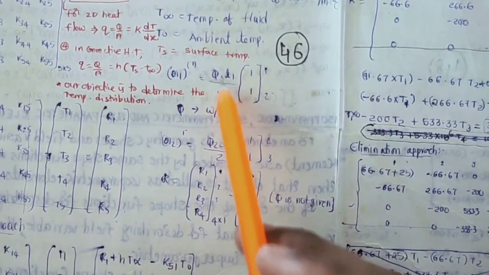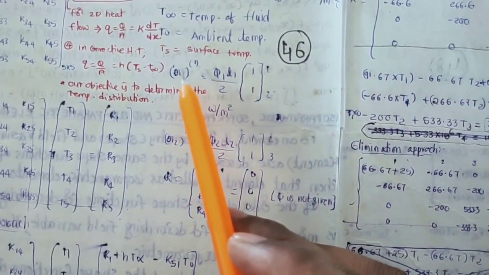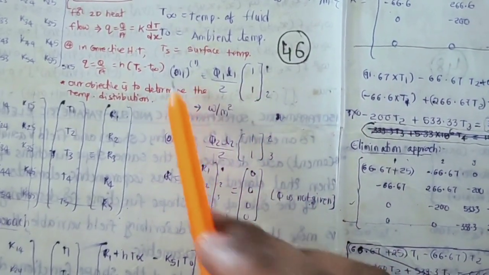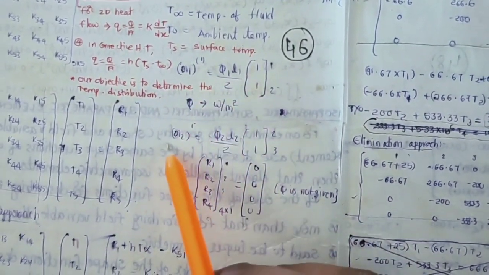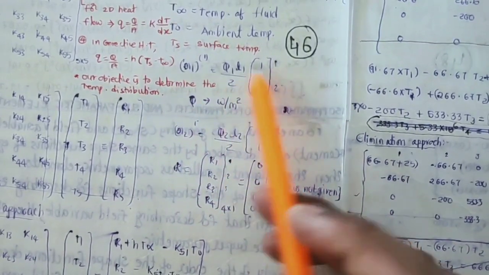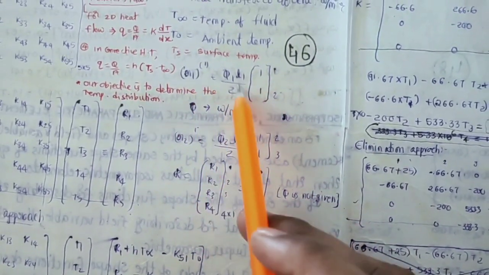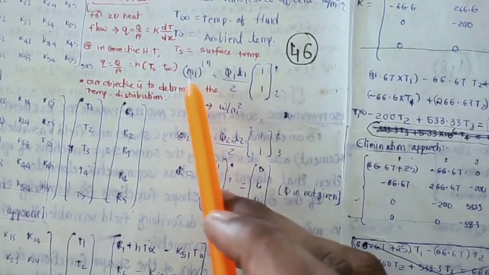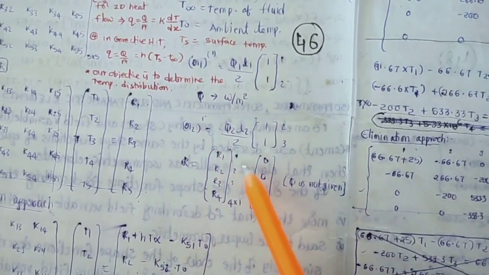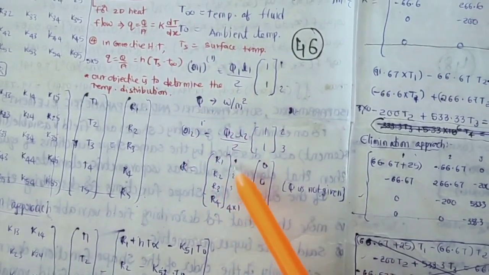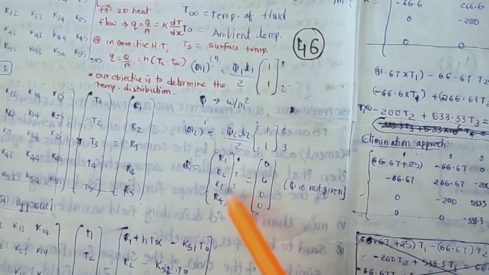If Q is not given, that means Q1 and Q2 are not given, so R1 and R2 are zeros. You can directly take the R1 and R2 values as zeros. If they are given, you have to consider the formula like this to find R1 and R2. After that, you add R1 and R2, find them like this, and substitute here. Then you find K is equal to R.